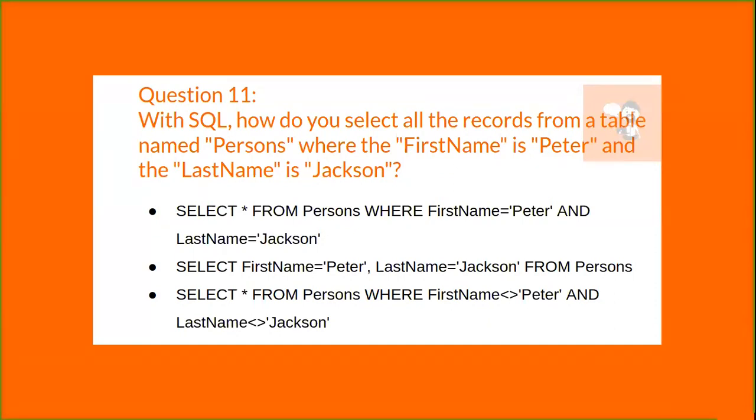And your options are: select star from persons where first name equal to Peter and last name equal to Jackson. The second option is select first name equal to Peter, last name equal to Jackson from persons. And your final option is select star from persons where first name, the less than greater than sign within quotes Peter, and last name, the less than greater than sign within quotes Jackson. Out of these three, select the option which is correct.